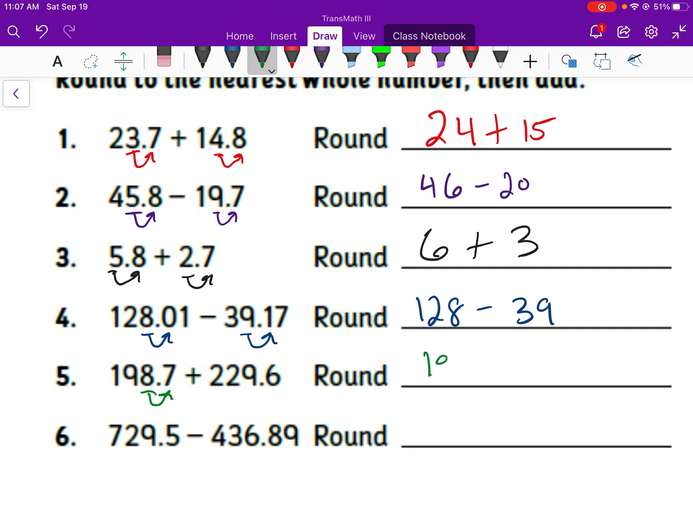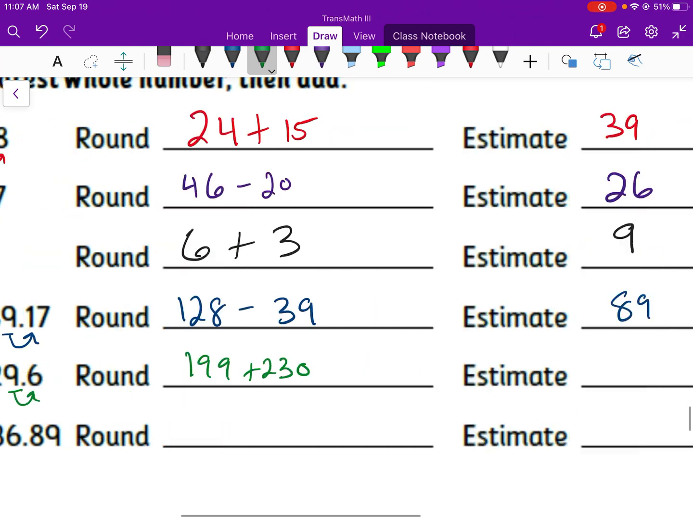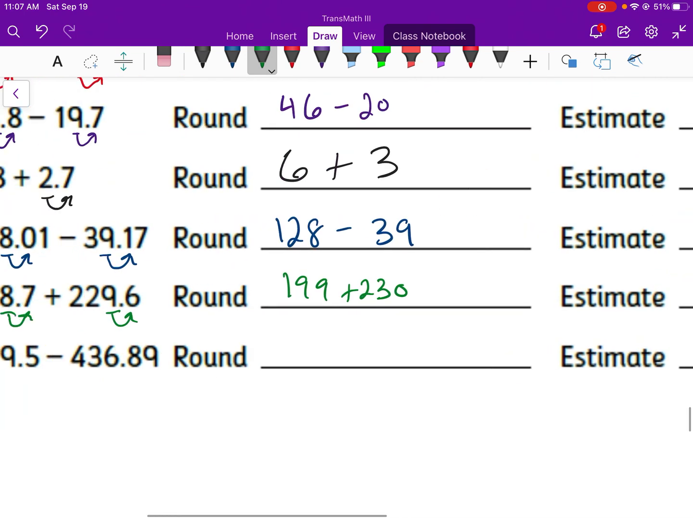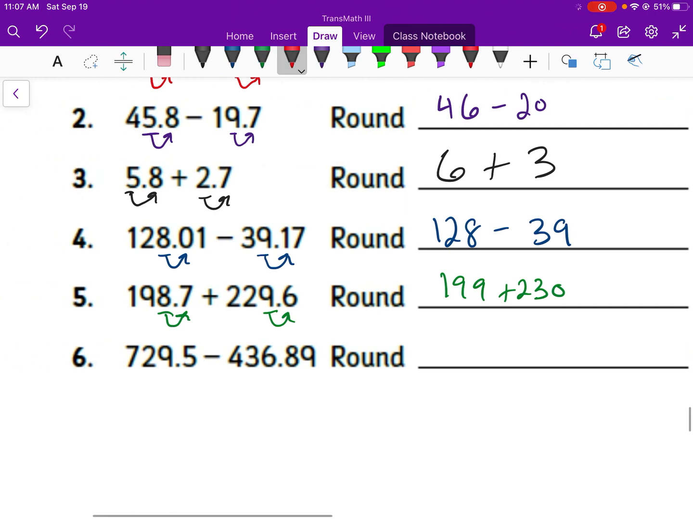So rounding to a whole number again, that's going to round to 199. Rounding there, 230. So plus 230. Okay. If you need to, go ahead, write that out, but this is going to be 429. Last one here. Okay, 5 tells us to round up, so 730 minus, it tells us to round up as well, minus 437.